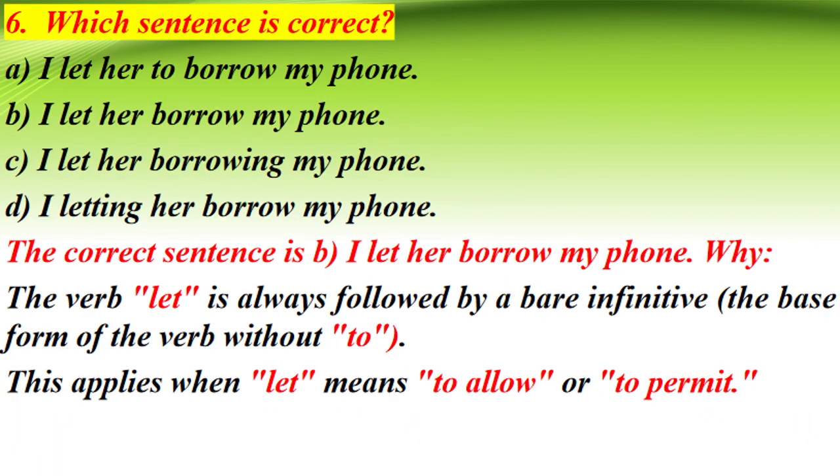6. Which sentence is correct? A. I let her to borrow my phone. B. I let her borrow my phone. C. I let her borrowing my phone. D. I letting her borrow my phone. The correct sentence is B. I let her borrow my phone. Why? The verb let is always followed by a bare infinitive, the base form of the verb, without to. This applies when let means to allow or to permit.